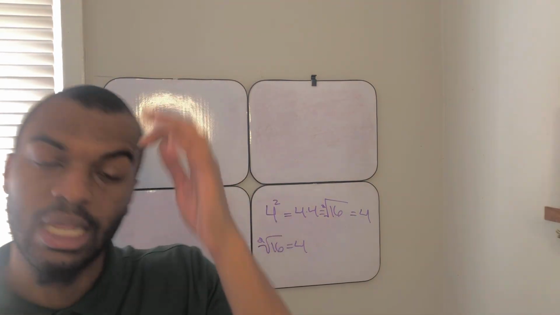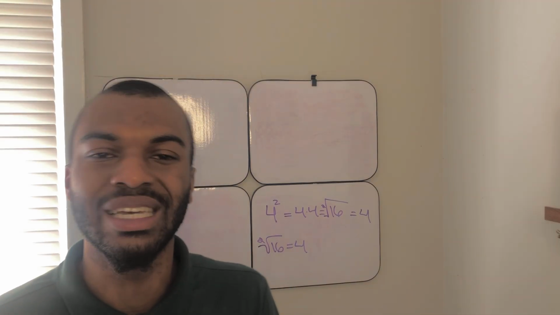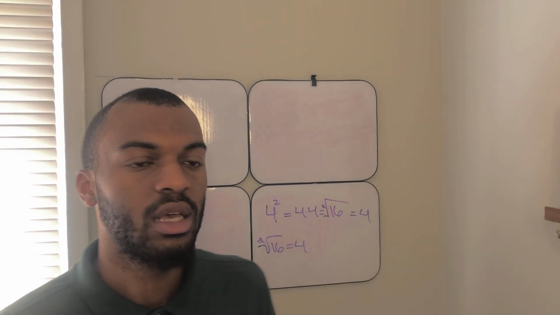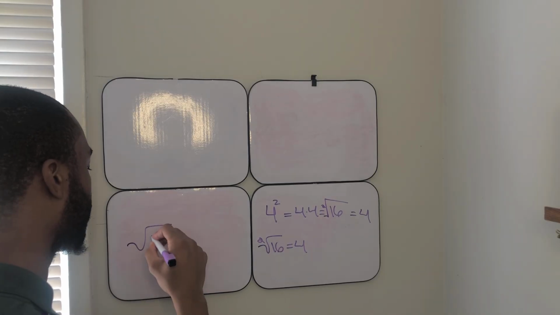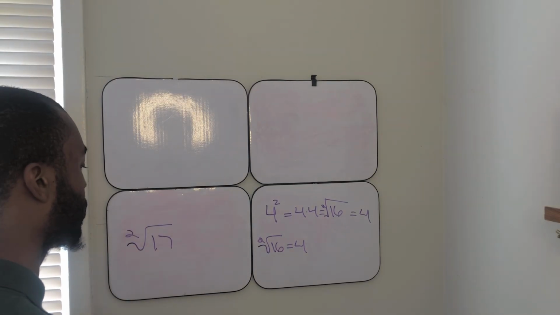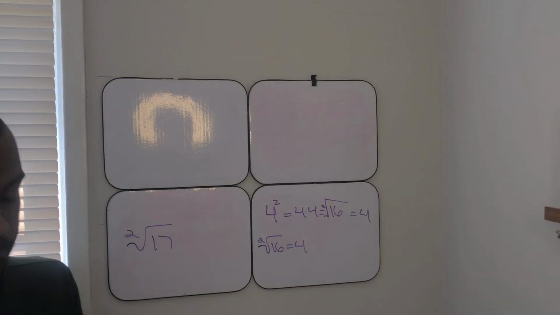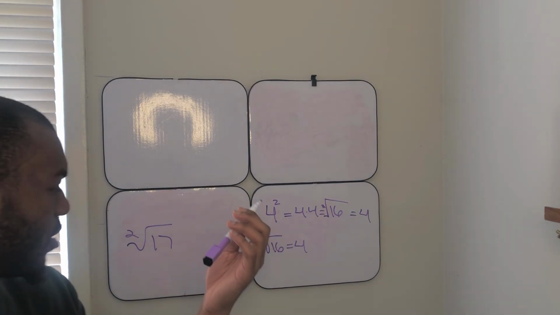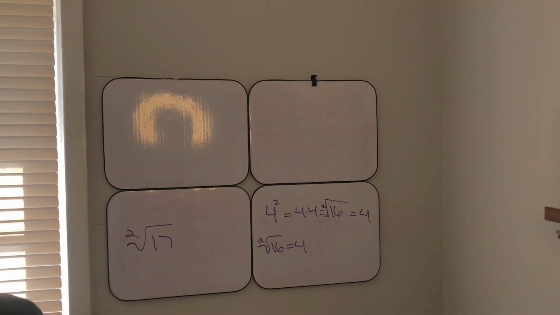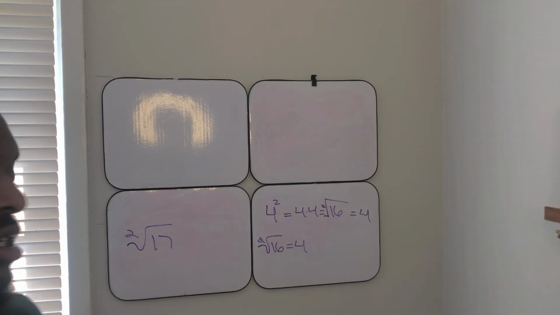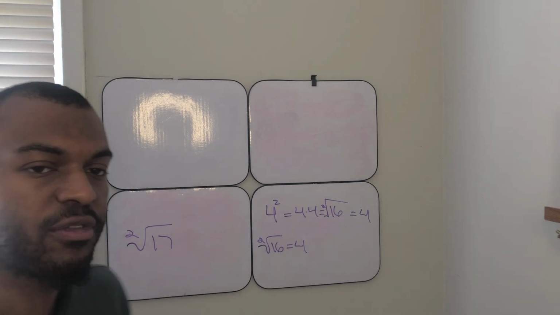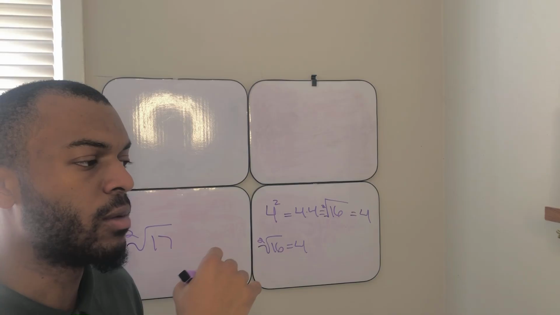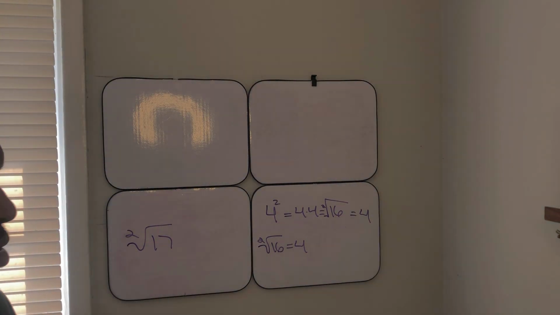What we're gonna talk about today is what to do when the number is not like 16. Let's say it was something like the square root of 17. What's this gonna be? Now, we're not approximating this right now. We're actually trying to simplify a square root down if we can.